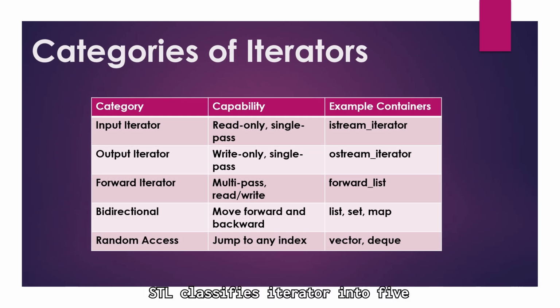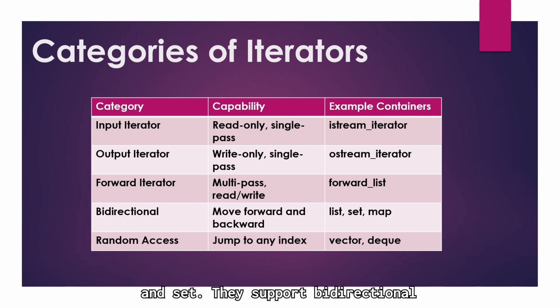STL classifies iterators into 5 categories, each offering different capabilities. Let's go and explore them. Input iterators. These can read data as we move forward through a container. You can think of them like reading from a file or stream. Output iterators. These are used to write data, for instance writing to an output stream or inserting into a container. Forward iterators. These support multiple passes in the forward direction, useful in singly linked lists. Bidirectional iterators. These can move both forward and backward. Think of list and set.